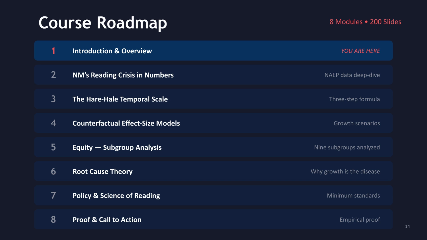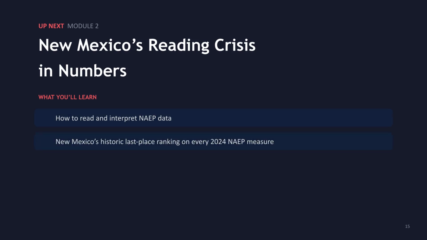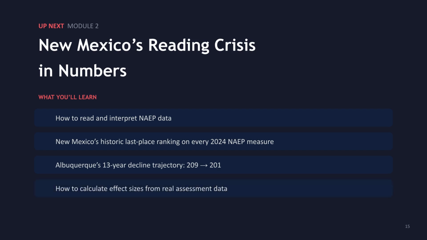The course roadmap covers 8 modules. We are currently in Module 1, Introduction and Overview. We will proceed to examine New Mexico's reading crisis in numbers, and then dive into the Hare temporal scale. Up next is Module 2, New Mexico's reading crisis in numbers. You will learn how to interpret NAEP data, New Mexico's historic last place ranking, Albuquerque's 13-year decline, and how to calculate effect sizes from real assessment data.